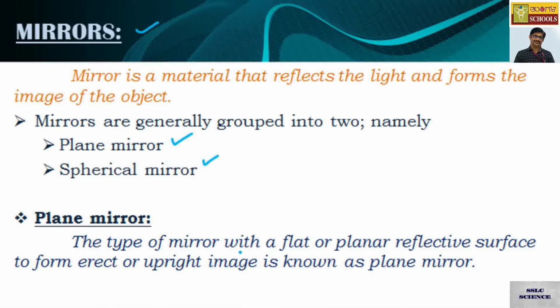The type of mirror with a flat or planar reflective surface, that is nothing but a plane mirror, and also note that it is going to form an erect or upright image. The plane mirror is the mirror with a flat or planar reflective surface to form the erect or upright image of the object. That is nothing but plane mirror.